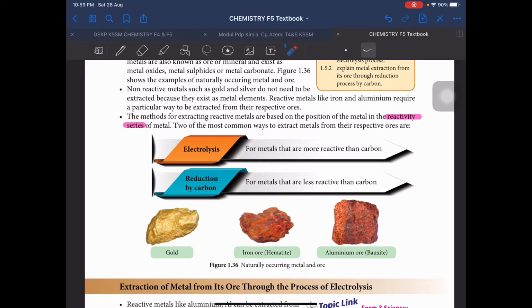There are two common ways to extract metals from their respective ores. Nomor satu, we can use electrolysis for metals that are more reactive than carbon. Now, if you say more reactive than carbon, maksudnya apa? Maksudnya carbon tu is in the reactivity series yang kamu hafal tu. So, if you see yang more reactive than carbon, you use electrolysis lah. If you see yang less reactive than carbon, maksudnya di bawah carbon, we use reduction by carbon.